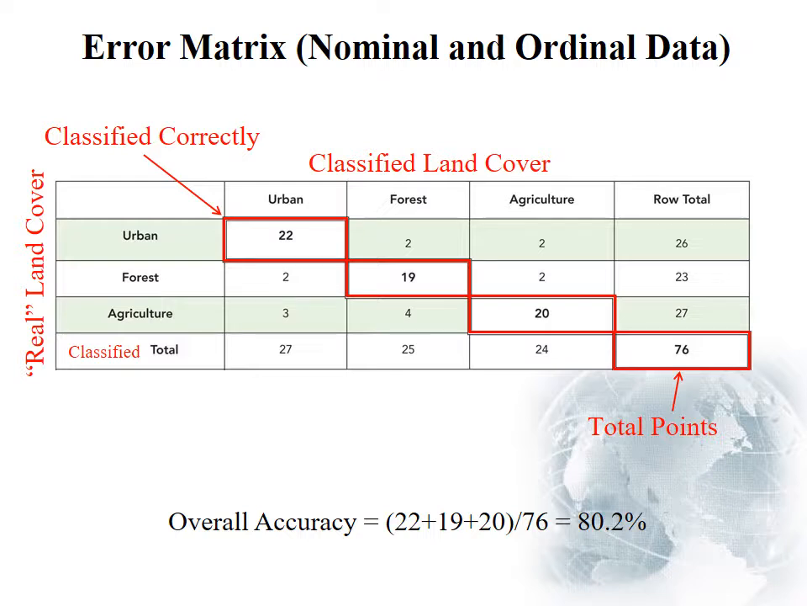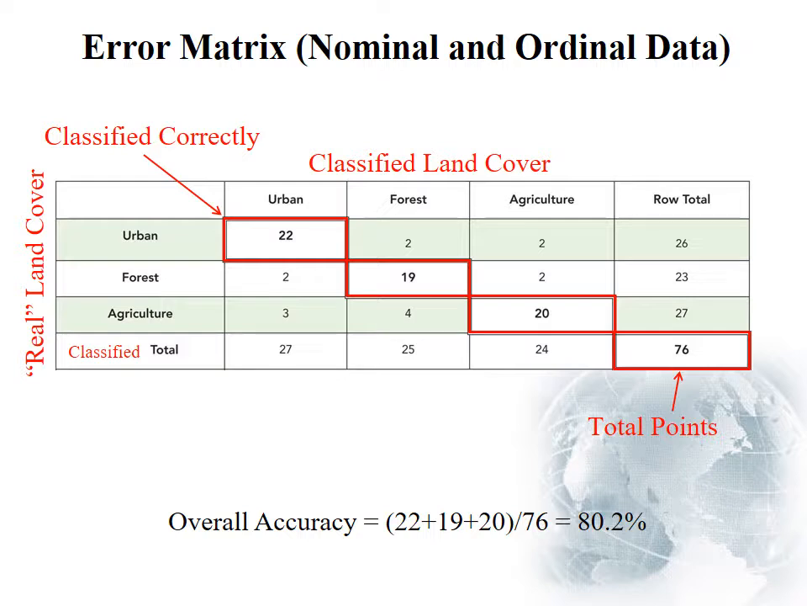Look at forest as a row going across. 23 locations total we knew were forest. 2 of them were classified as urban. 19 were classified correctly as forest, and 2 were misclassified as agriculture. All right. Then our last land cover entry, agriculture. We had 27 locations we knew were agriculture. 3 were classified as urban. 4 were classified as forest. 20 were correctly classified as agriculture.